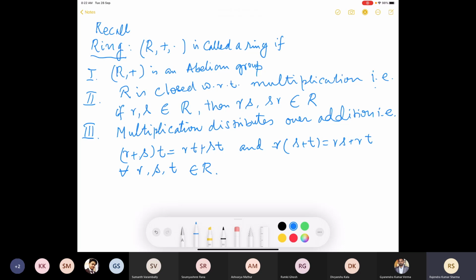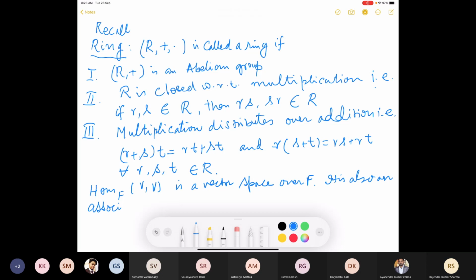So we define what is called an algebra over F. So Hom(V, V) is a vector space over F. It is also an associative ring with identity. Whenever we put these adjectives, that is with respect to multiplication, because with respect to addition, all five properties that could be possible are already there.